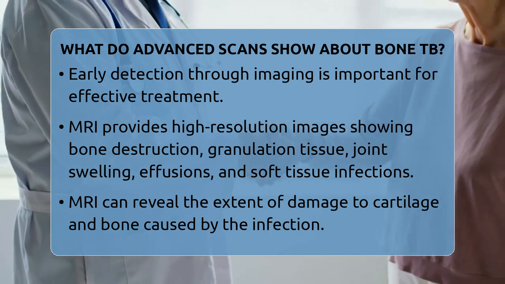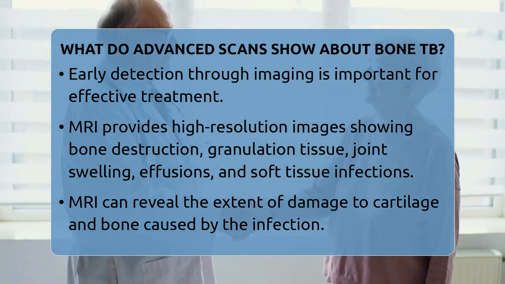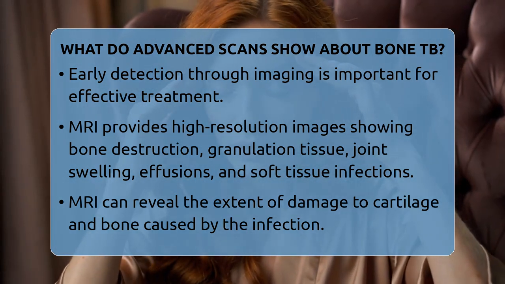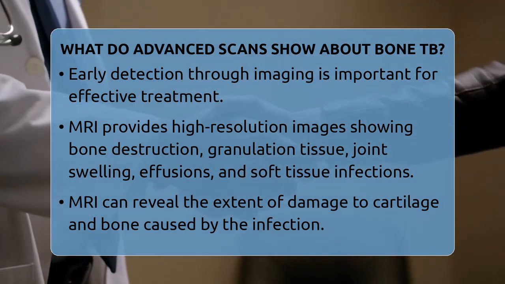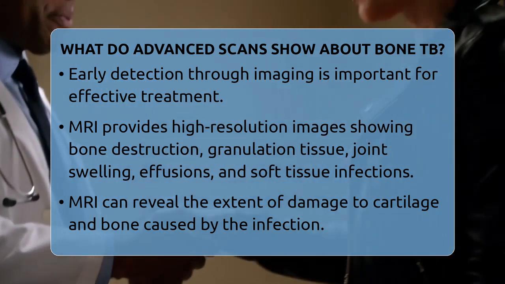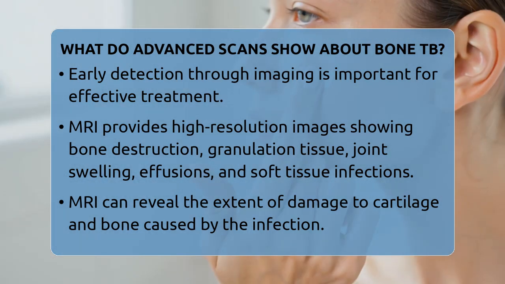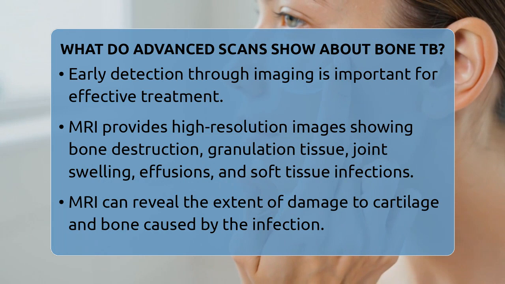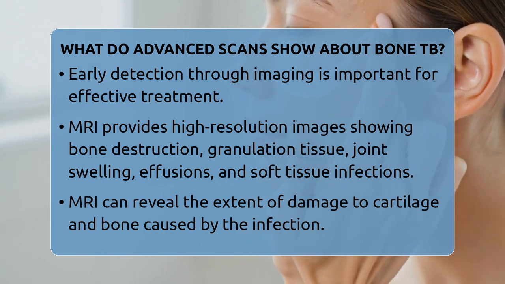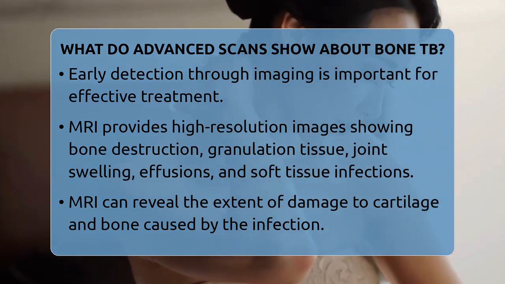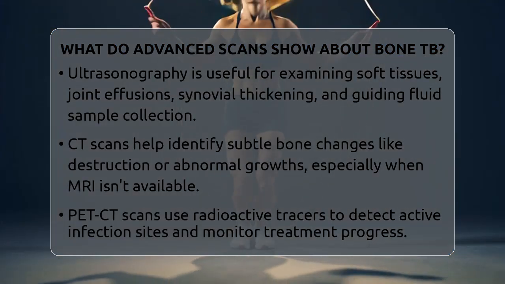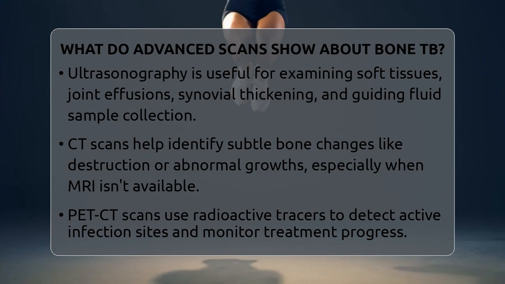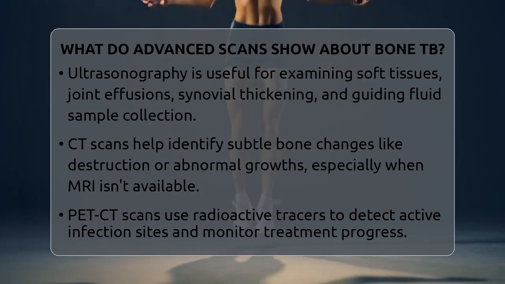Ultrasonography, or ultrasound, is another useful imaging technique. It is especially helpful for examining soft tissues around joints. Ultrasound can identify joint effusions, thickening of the synovial membrane, and collections of pus called abscesses. It is also used to guide doctors when they need to take fluid samples from joints or soft tissues for laboratory testing. This helps confirm the diagnosis of bone tuberculosis and rule out other conditions.